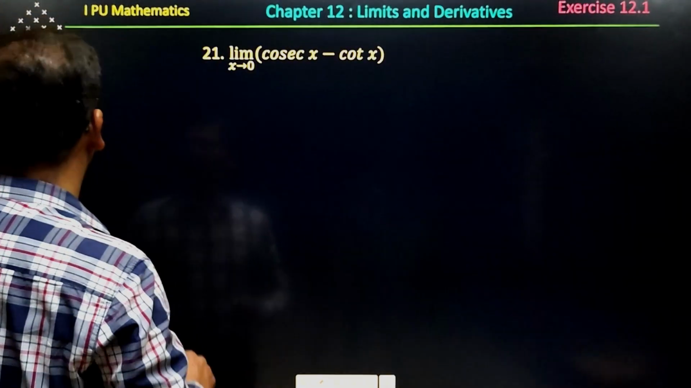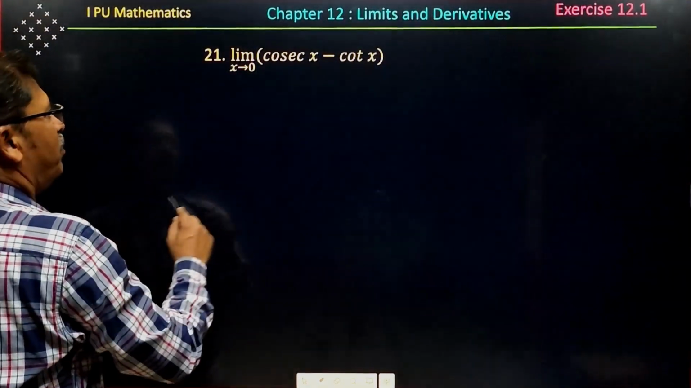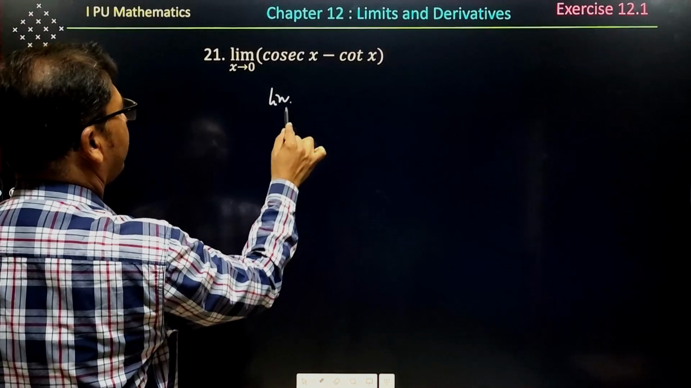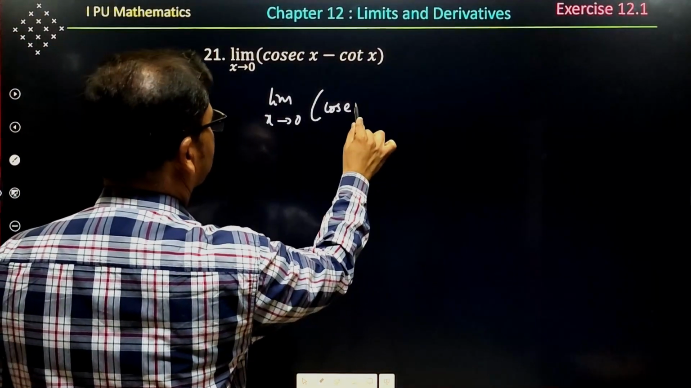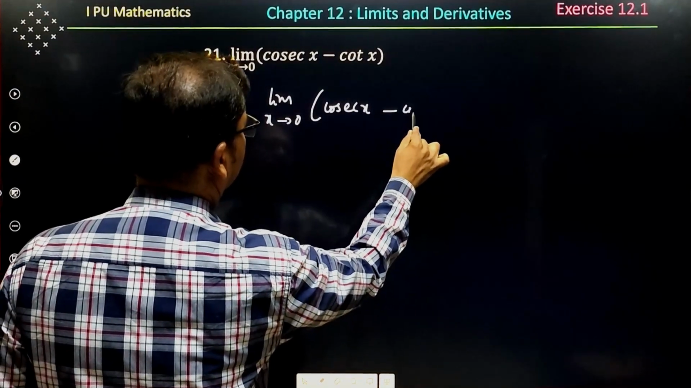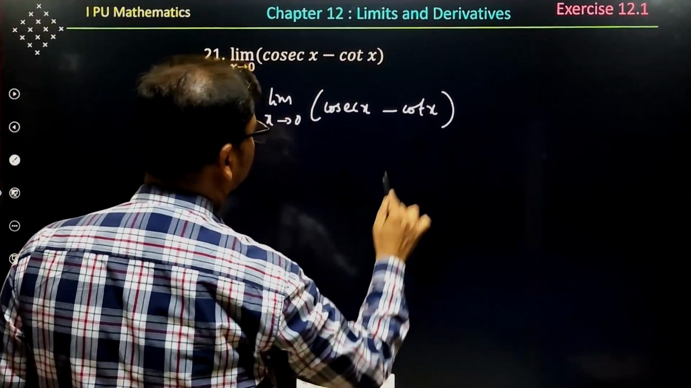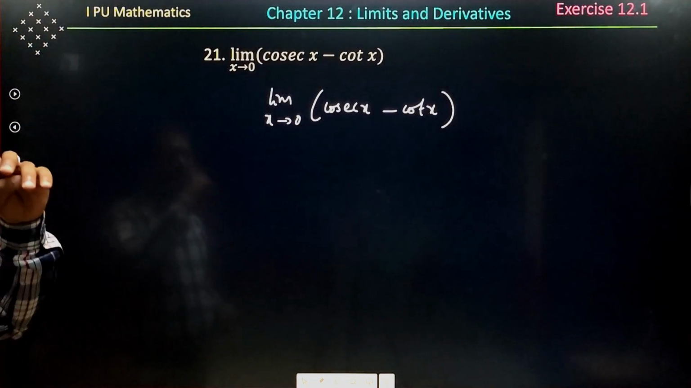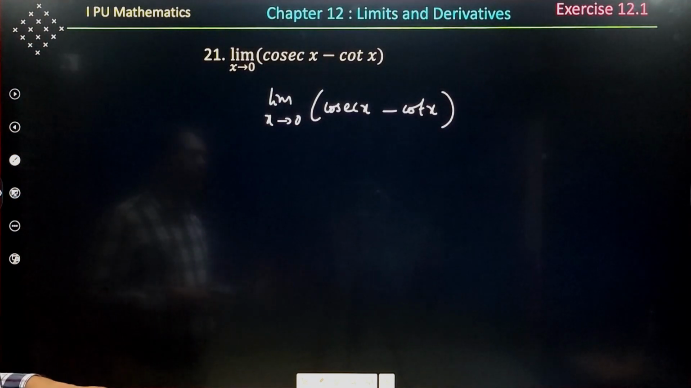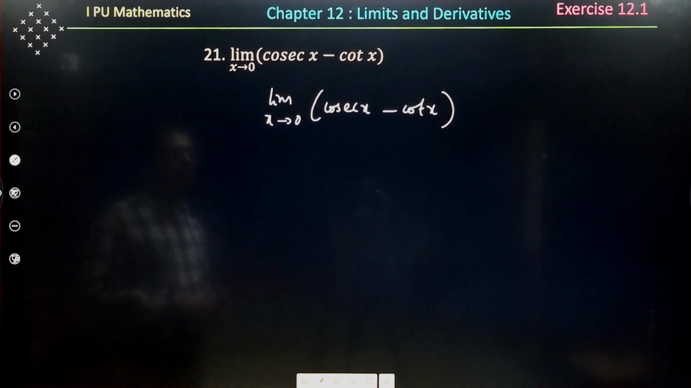The next example. See, limit x tends to 0, cosec x minus cot x is there. The question is to evaluate this limit. In two different ways we can continue the solution here.